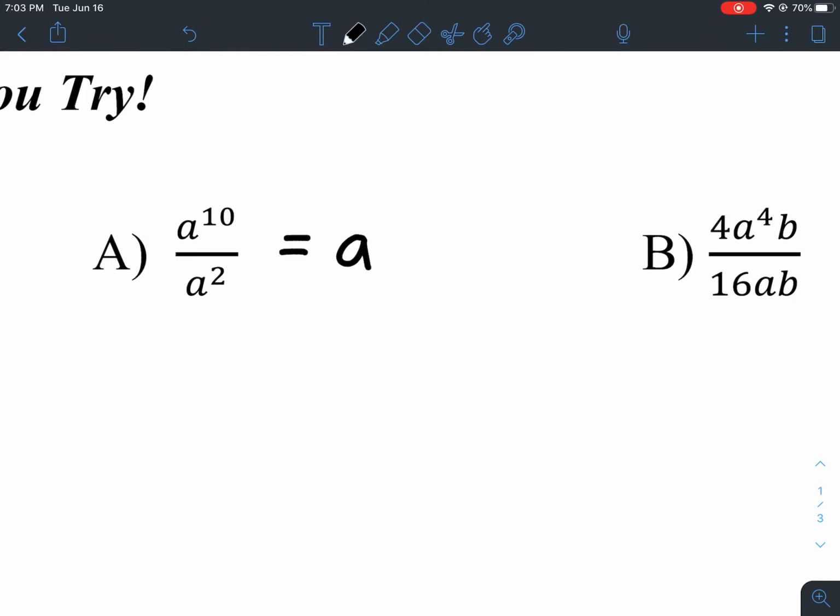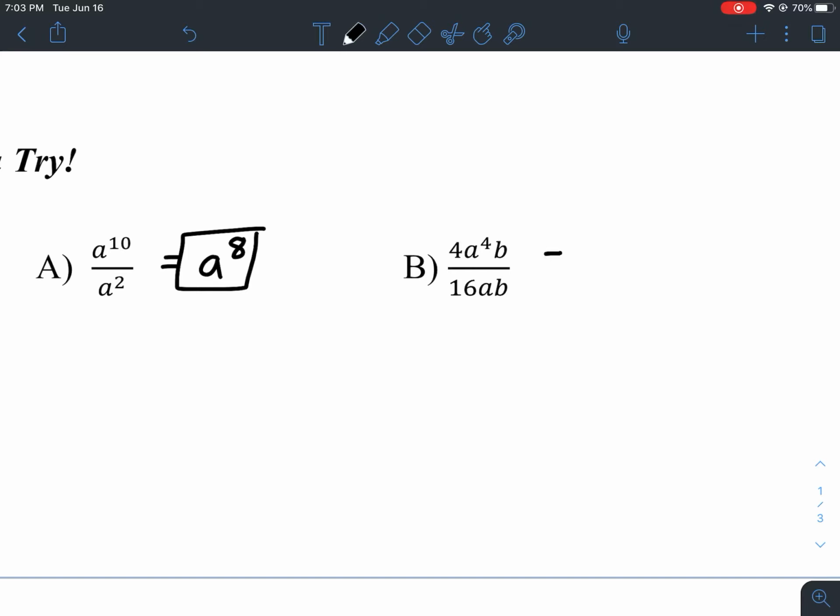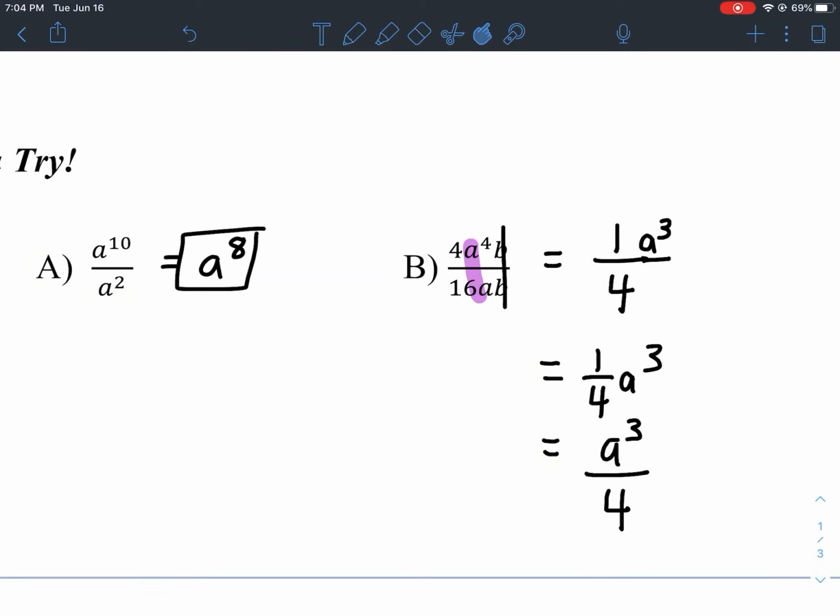10 minus 2 would be 8. So your first answer is a to the 8th. Your second answer, you had to simplify 4 divided by 16 first, which is 1/4. And when you look at your A's, you have 4 on the top and 1 on the bottom. 4 minus 1 is 3, so you have a to the 3rd. And B divided by B would just cancel out. So you can have it written as 1a to the 3rd over 4. You could have 1/4 a to the 3rd, or you could have a to the 3rd over 4. All of those answers are correct.